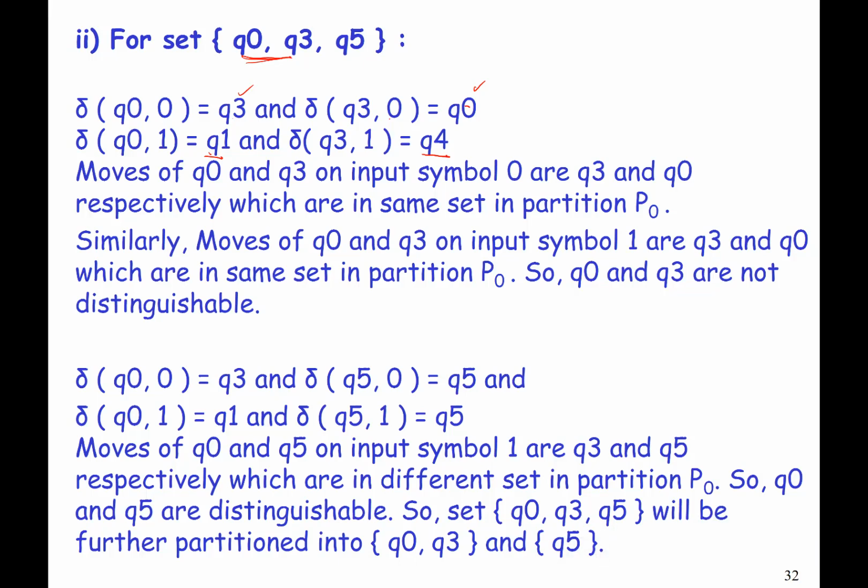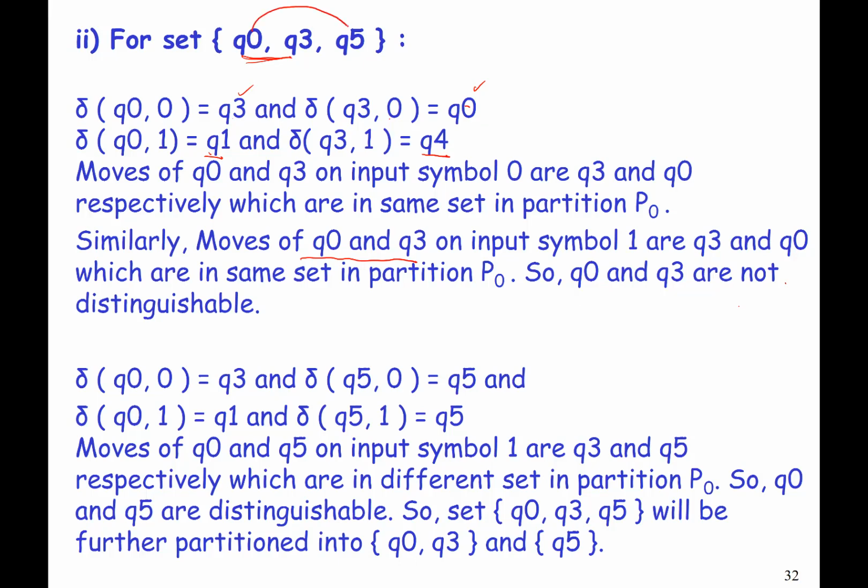So Q0 and Q3 on one symbol are not distinguishable. They go to the similar equivalent states in the previous partition. So Q0 and Q3 are not distinguishable. Now try Q0 and Q5.